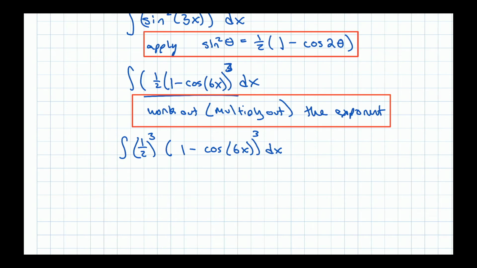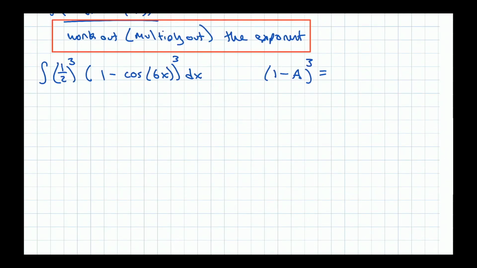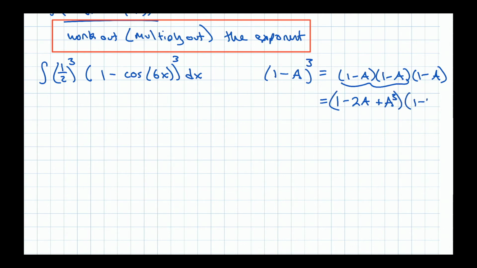So I'm not going to multiply it out there. I'm going to multiply it out here. So just think about this: 1 minus a, cubed. How would that work out? So let's just work it out over here. So that's 1 minus a, 1 minus a, 1 minus a, right? And you would FOIL the first set, and you would get 1 minus 2a plus a cubed, and then you'd have 1 minus a.